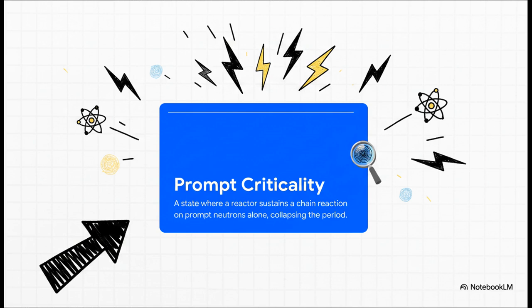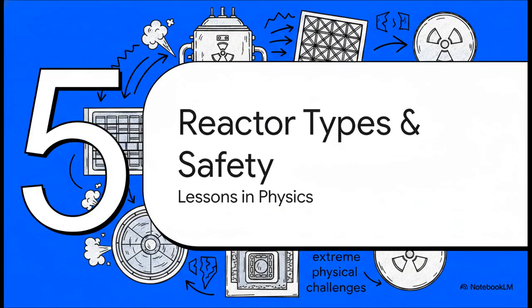The time it takes for the power to double collapses from a nice, manageable few seconds down to literally microseconds. The power spikes uncontrollably, and it happens way too fast for any human operator or even a computer to stop it. Which brings us to Section 5, Reactor Types and Safety, Lessons in Physics.